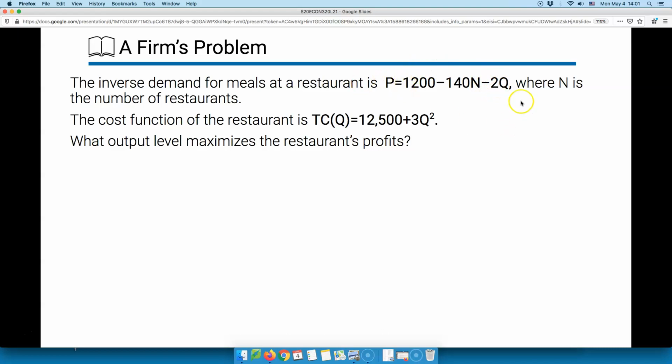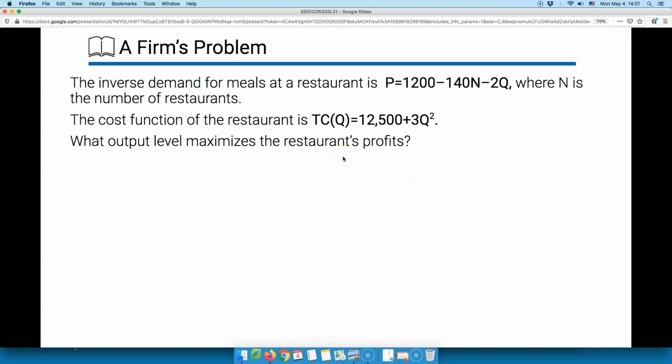So we have the inverse demand, and we have a total cost function for the restaurant, and we need to decide which output level maximizes the restaurant's profits. And here, I'm going to solve this problem in general for an arbitrary number of firms. And then we will see how the zero profit condition in the long run will allow us to tell how many firms there will be in the long run.